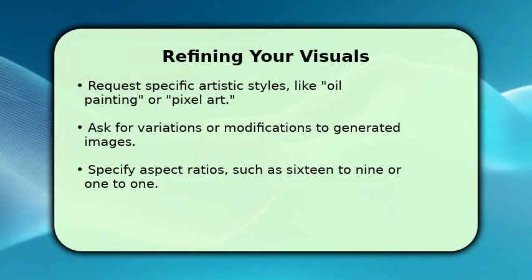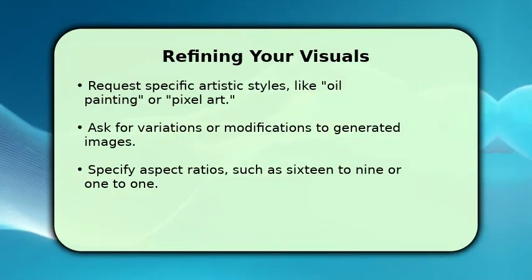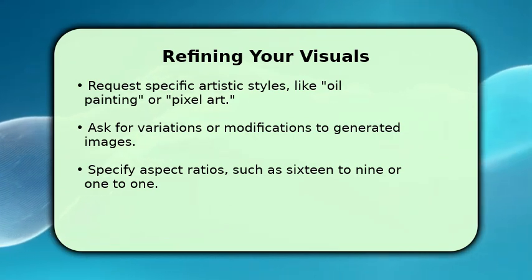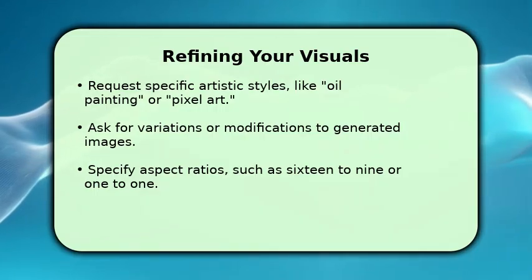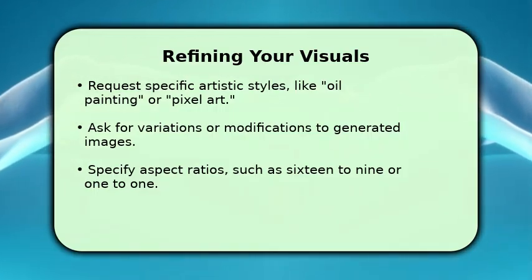You can further refine your images by specifying artistic styles or even the mood. Try asking for an impressionistic landscape or a futuristic city in neon lights. If you don't love the first attempt, simply ask ChatGPT to make it more vibrant or change the perspective. You can also request specific aspect ratios, like a classic 16:9 for videos.